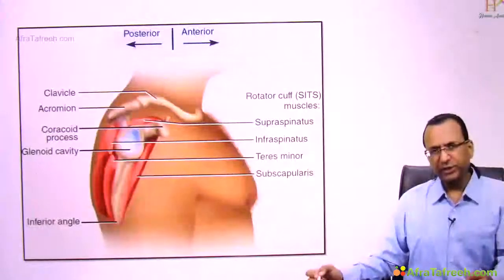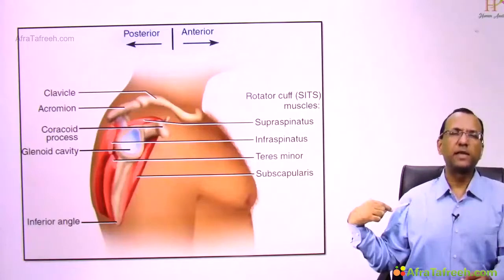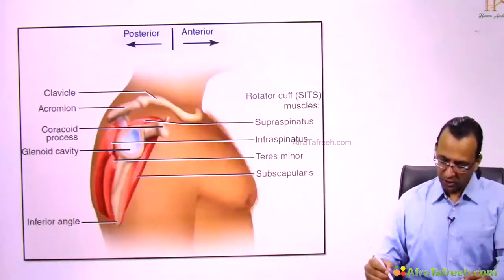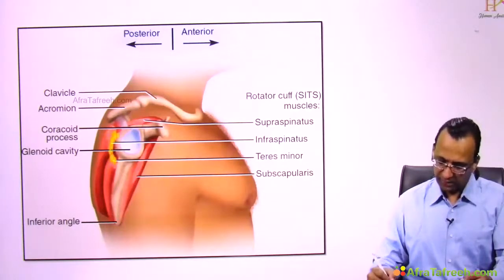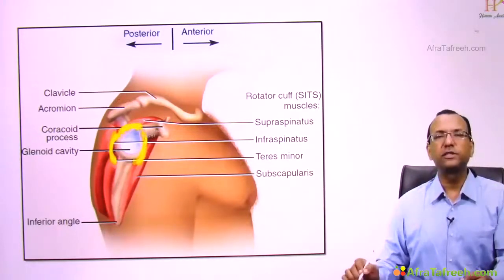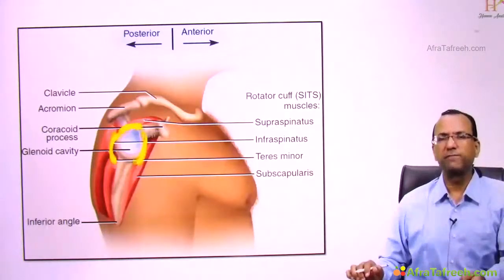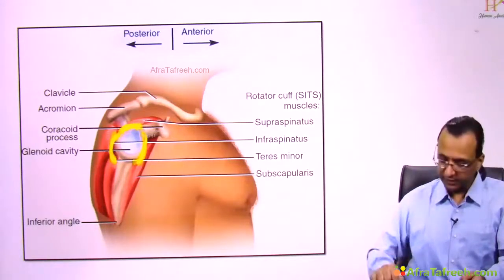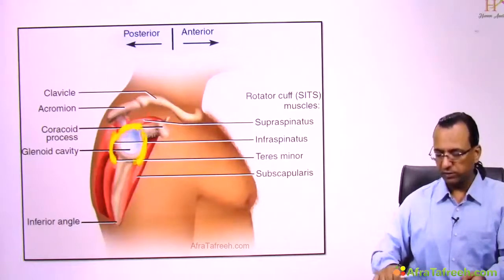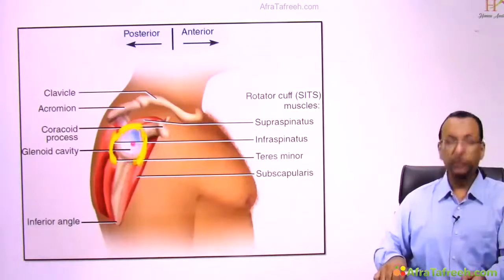See, the rotator cuff stabilizes the shoulder joint posteriorly, superiorly, and anteriorly. Yes, but inferiorly it is deficient, so inferior dislocations are more common. The shoulder joint is stabilized by the musculotendinous rotator cuff, which is strong posteriorly, superiorly, and anteriorly, but deficient inferiorly. So inferior dislocation of the shoulder joint is more common.